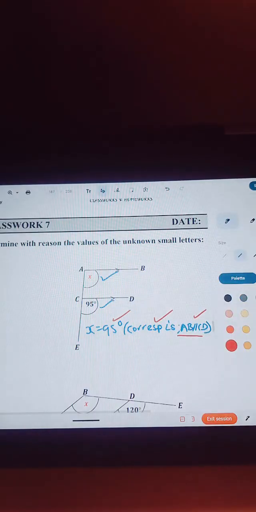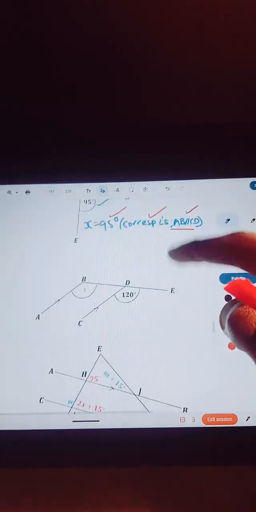I 100% concur. Your reason is also good, but now you need to ensure that you always state the parallel lines. Okay? Pinky V, you are hearing me? I hope you're hearing me loud and clear. Let's look at the next one.